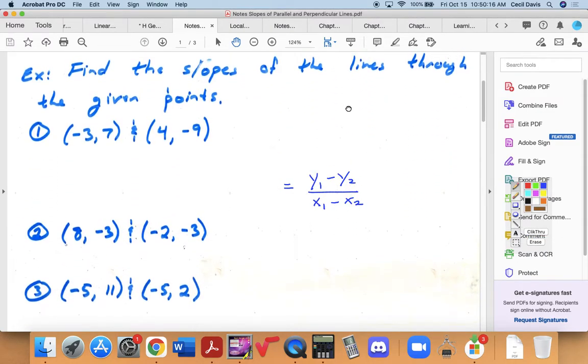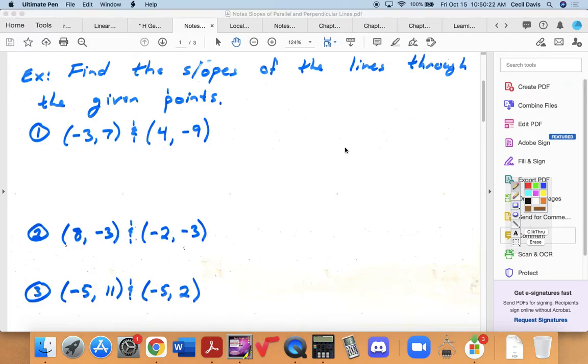So let's find the slopes of the lines through the given points. This should take very little time for us. So the slope for this line, when you guys see 2 points like that, I'm just curious, by a show of hands, how many of you would start with 7 in the numerator and how many of you would start with 9 in the numerator? The numerator is the top.